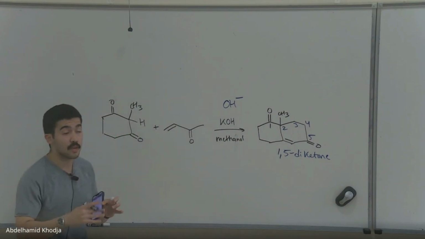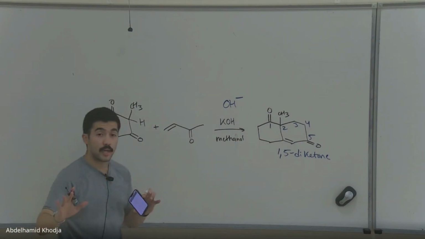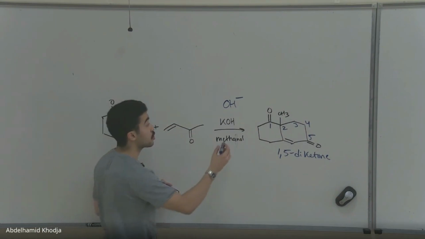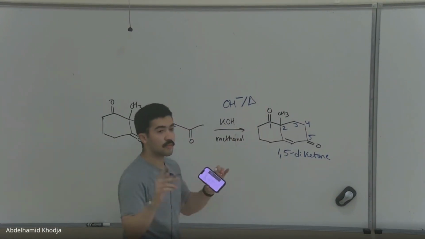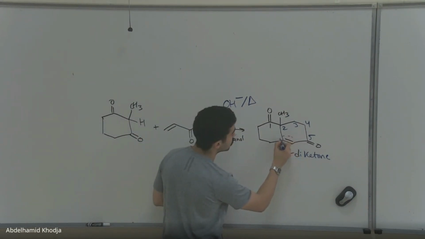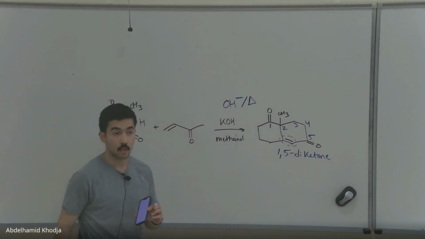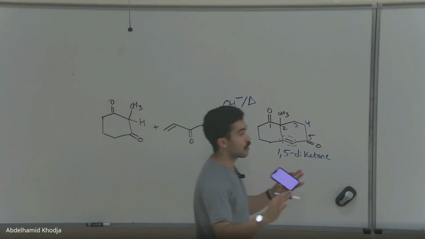The fact that there was heat there, I was a bit confused. I could be wrong, so take this with a grain of salt. But the OH minus heat was meant to sort of give you a hint that you're forming this double bond here in that last step. Okay? I know I rambled for a bit. Let me know if I lost you guys.